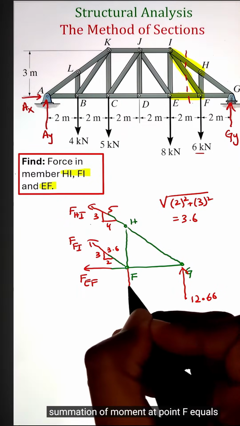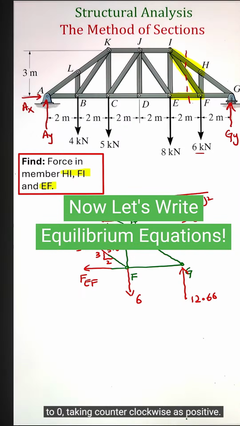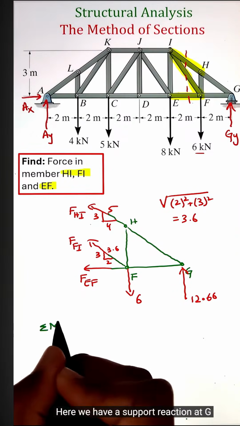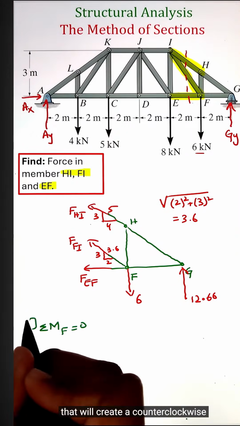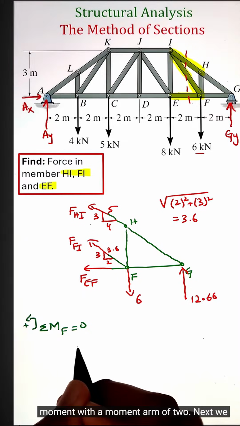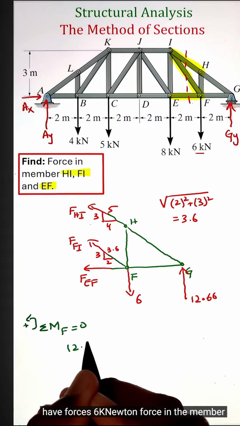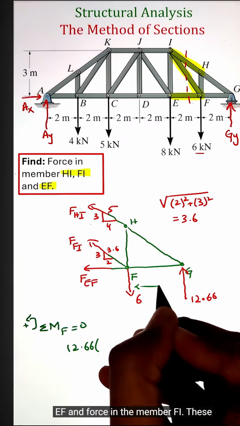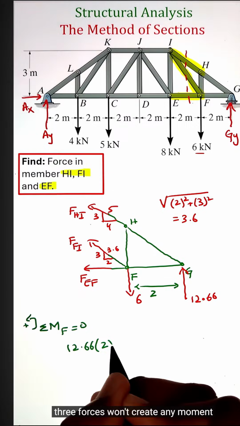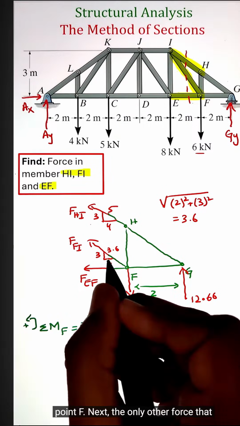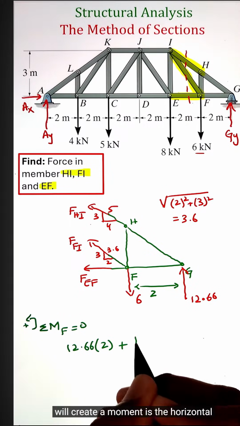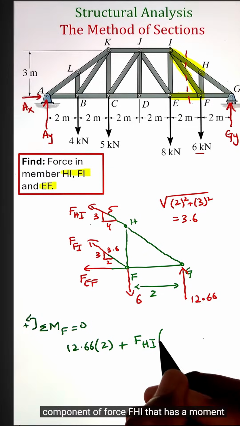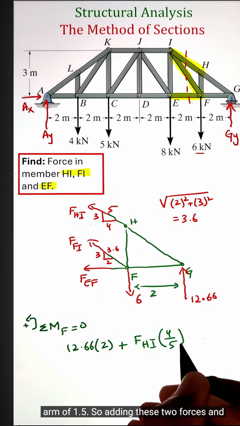I can start by writing the summation of moment at point F equals to 0, taking counterclockwise as positive. Here we have a support reaction at G that will create a counterclockwise moment with a moment arm of 2. Next, we have forces 6 kilonewton, force in the member EF, and force in the member FI. These 3 forces won't create any moment since they are passing through the point F. Next, the only other force that will create a moment is the horizontal component of force F_HI that has a moment arm of 1.5.